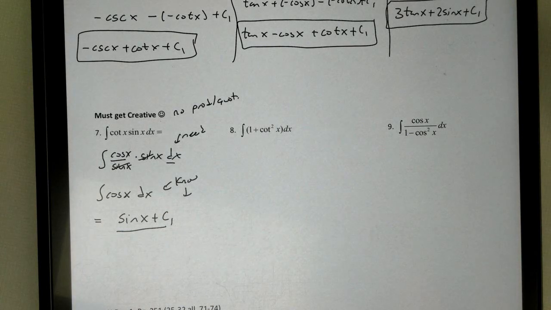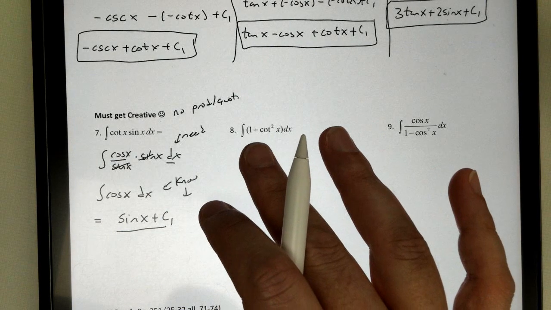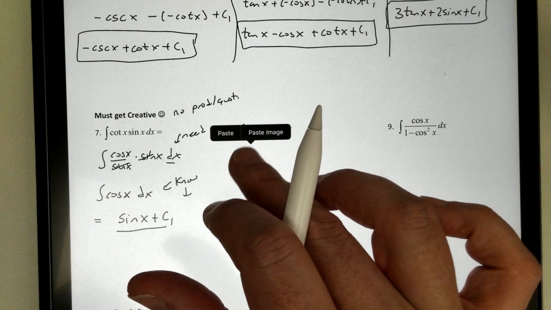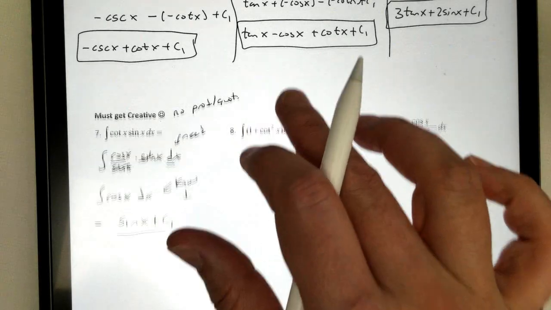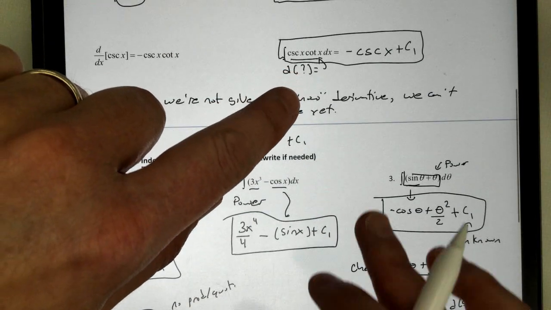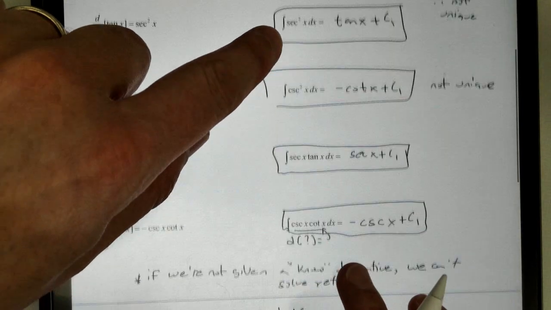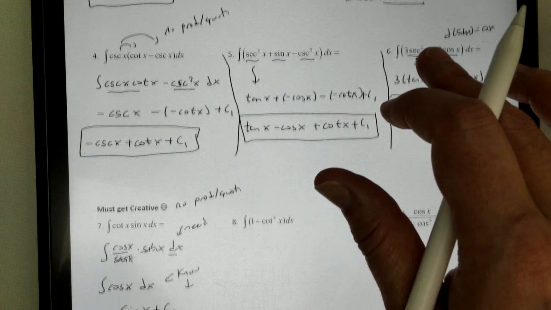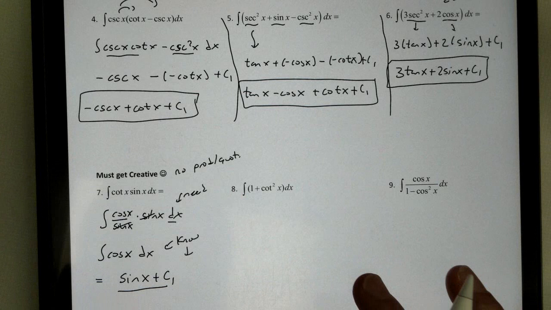All right. Number 8, we want 1 plus cotangent squared. Now I can take the antiderivative of 1. That's just going to become x. But cotangent squared, notice, it's not on my list here. It is not on my list. So I, again, have to get creative with this.